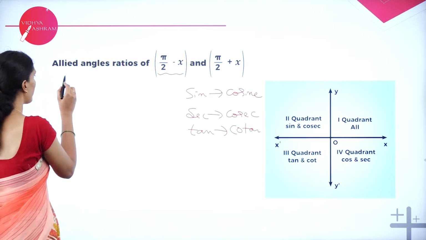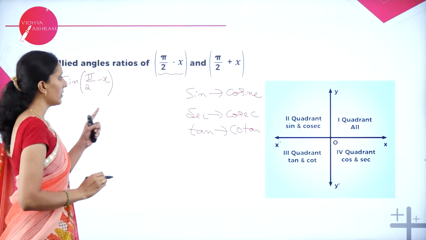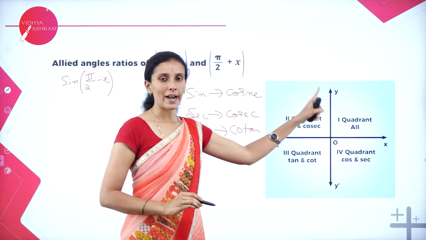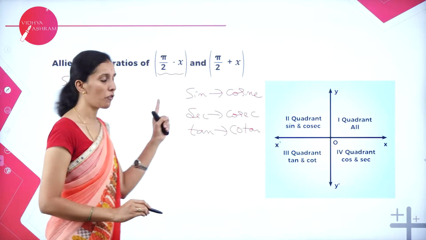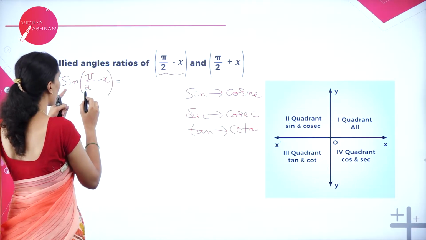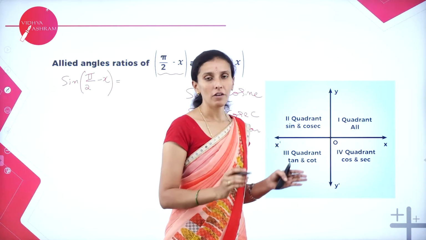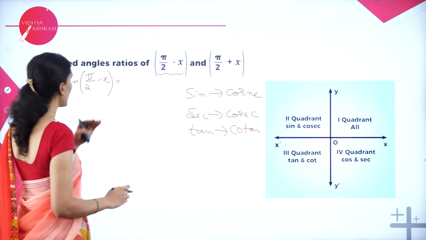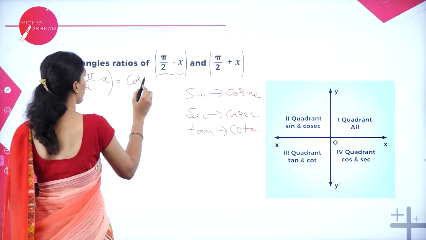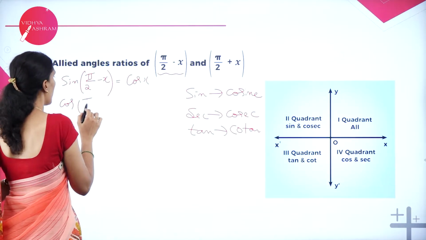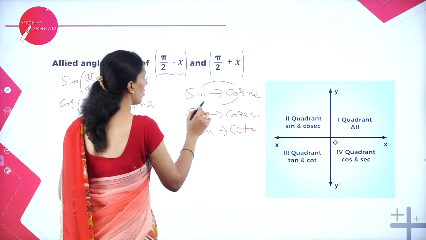Now let's see what happens for sine of pi by 2 minus x. So I said whenever you are subtracting from pi by 2 or adding to pi by 2, all the trigonometric functions change to their co-functions. So here, sine of pi by 2 minus x lies in the first quadrant, where all functions are positive. Therefore, sine of 90 minus x, or sine of pi by 2 minus x, is cos x. Similarly, cos of pi by 2 minus x is sin x. Vice versa, sine to cos, cos to sine.